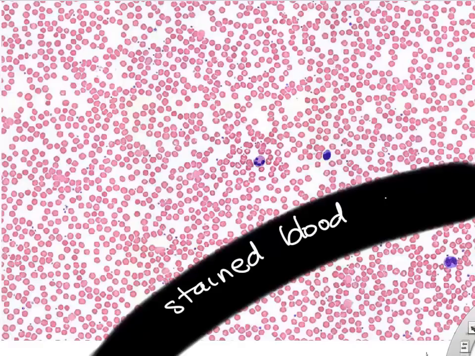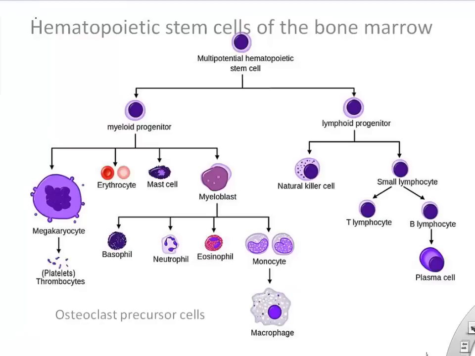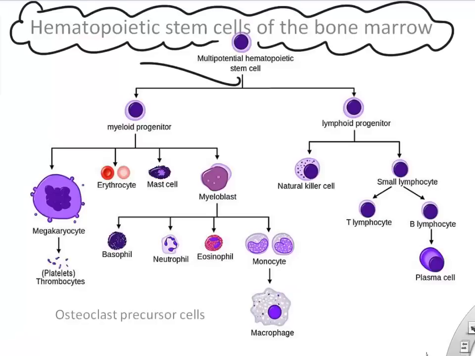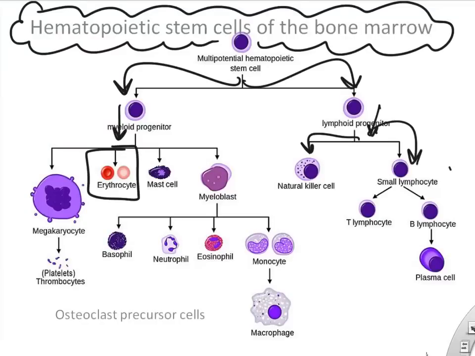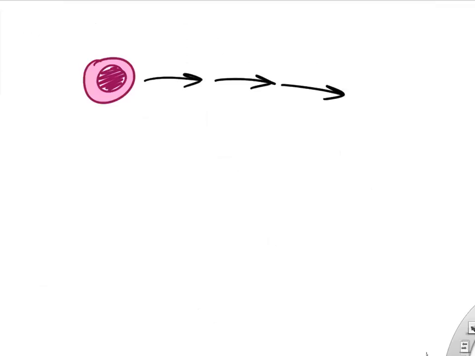Again, if we stain our blood, we can see those cells. We can see the white blood cells versus the red blood cells, many more red blood cells. And they lack a nucleus, so they don't have that stained purple nucleus like the white blood cells. Again, hematopoietic stem cells in our bone marrow give rise to all our different cells, whether they're leukocytes or erythrocytes. So hematopoietic stem cells can divide and go down a certain lineage to create our new little red blood cells.